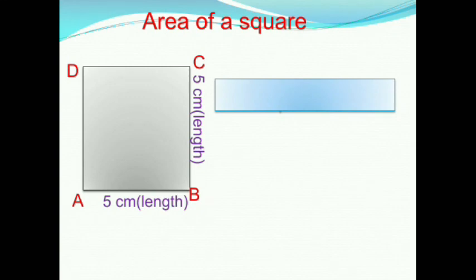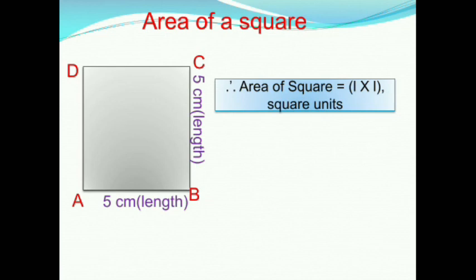Observe the given figure. Which figure is this? Yes, it is a square. It has two dimensions of equal length. When the two equal lengths are multiplied, we get the area of a square. Remember children, area of a rectangle is equal to L into B. Therefore, area of the square is equal to L into L square units. Now, observe the length of the figure.